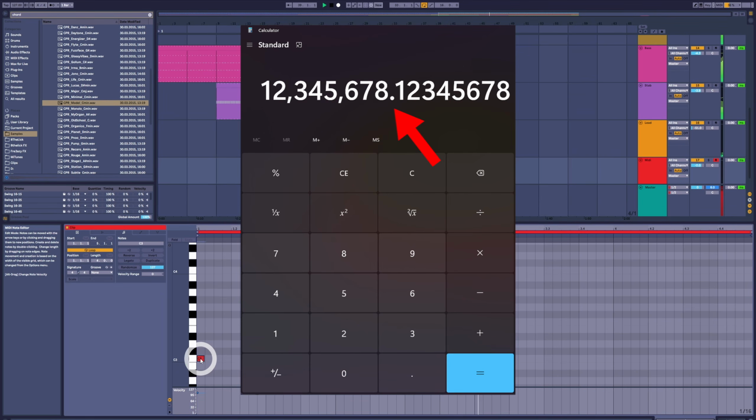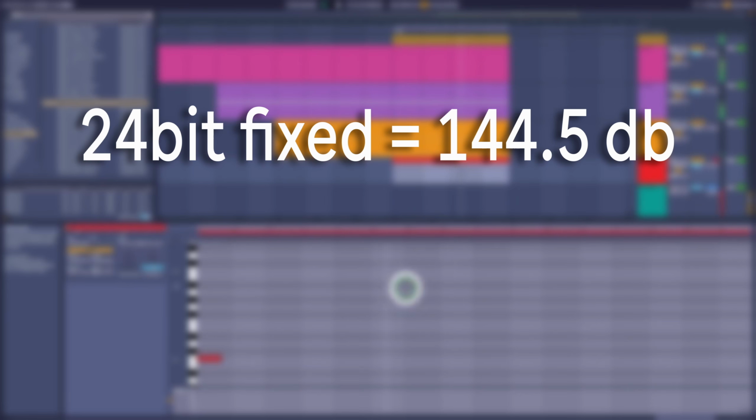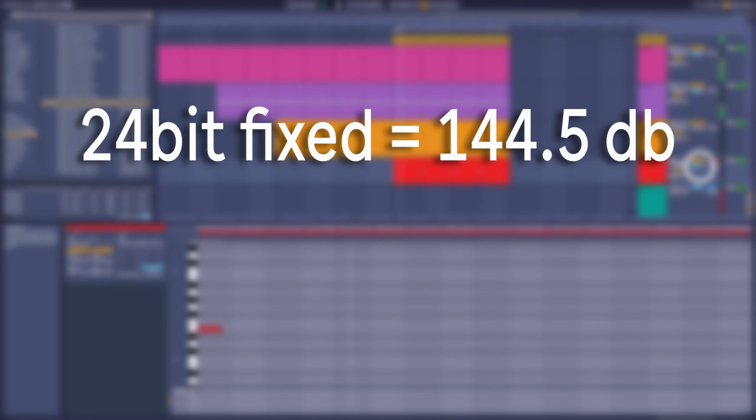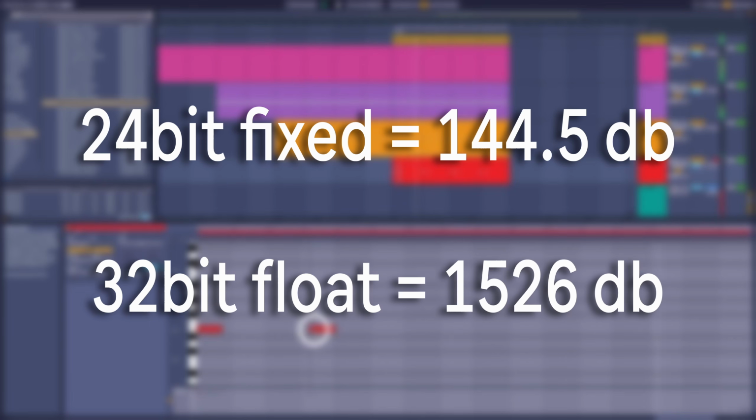So what does all this mean in terms of sound? Well, 24-bit fixed point audio can represent just above 144 decibels, which is about the amount humans can hear. 32-bit floating point, which is what our DAWs operate in, actually has the same total amount of digits as 24-bit, but it can move the decimal point, giving it a range of 1,526 decibels. Impressive, but completely unnecessary, right?